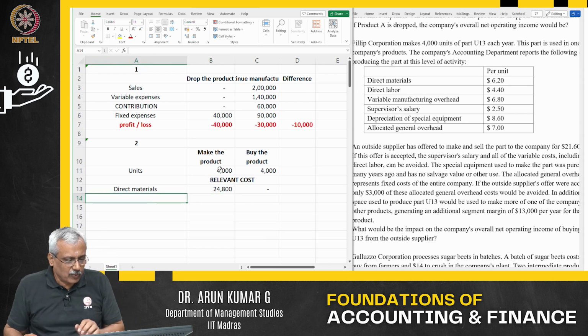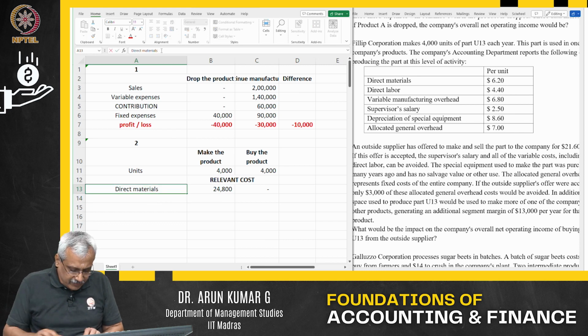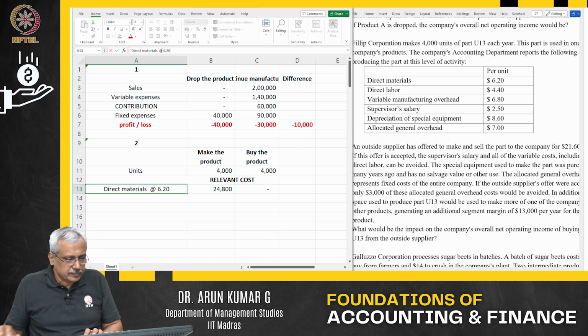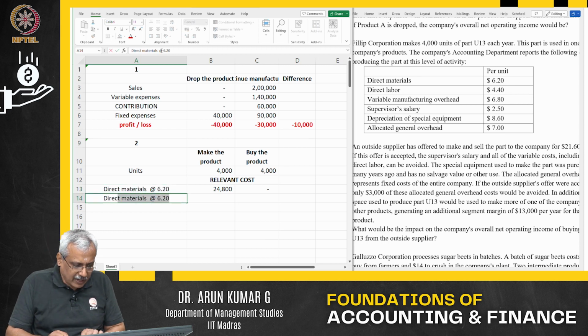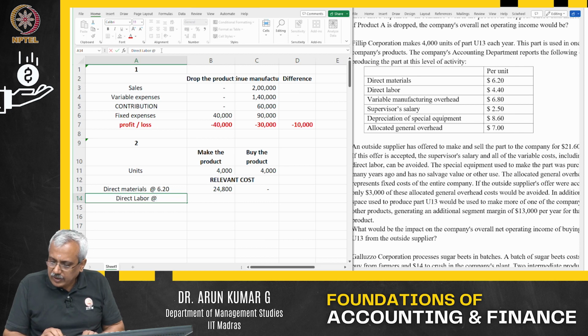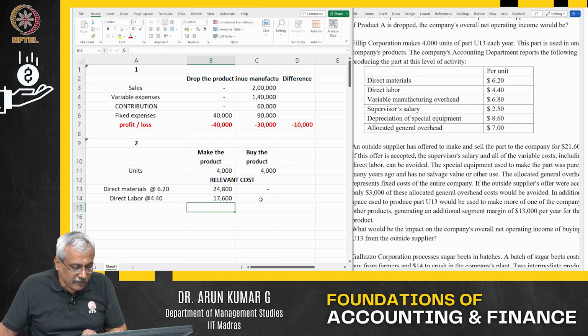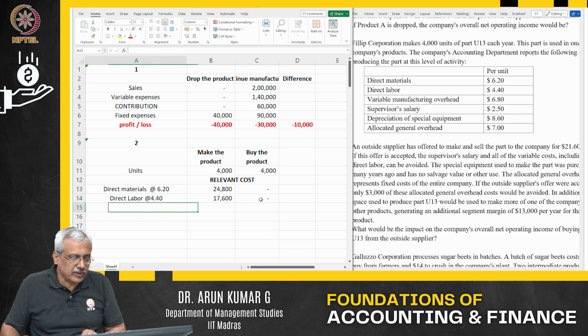Next, I go into what is called direct labor. I'll make this 6.20. Okay. Next, I will say direct labor at 4.40. Now, what is the labor cost? 4.40 into 4000. This is the labor cost. If you manufacture, you incur it; if you buy the product, it is 0.